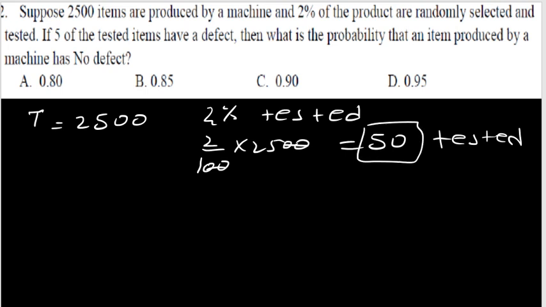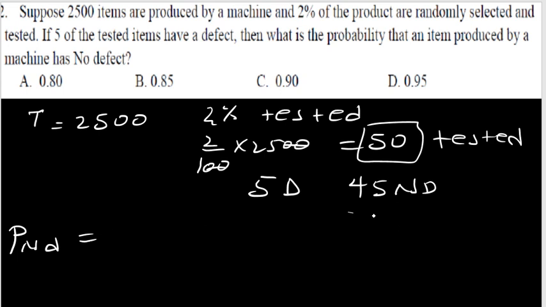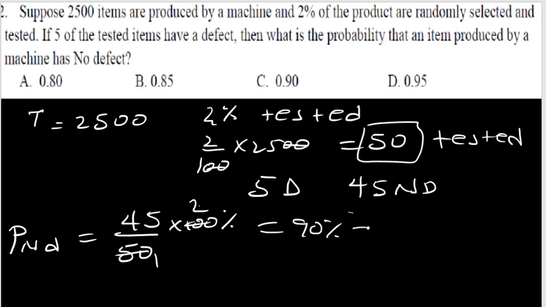Then if 5 of the items are defective, that means 45 will be non-defective. 5 out of 50 are defective, and 45 are normal. So what is the probability that an item produced by the machine has no defect? The no defect is 45 out of 50. We need to multiply by 100% to get it in percentage. So dividing by 5 each, and 2 times 45 will be 90%. When you change this into decimal, it's going to be 0.90. So the answer will be C.